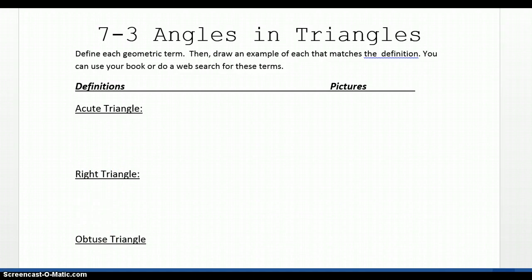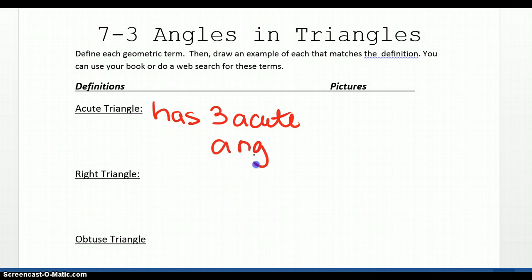You guys know we've talked about acute angles. They're angles less than 90 degrees. So an acute triangle, therefore, has three acute angles. Okay, so to draw a picture of them, that's probably most familiar to you. So just something that has three acute angles. So there's two triangles, and if you look, all of the angles, 1, 2, and 3 in each one, are less than 90 degrees.